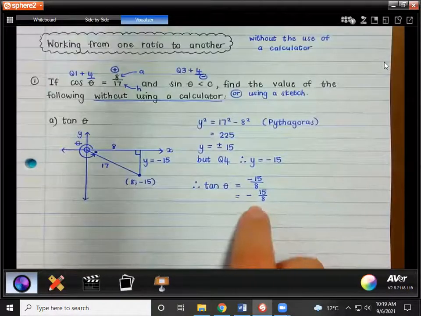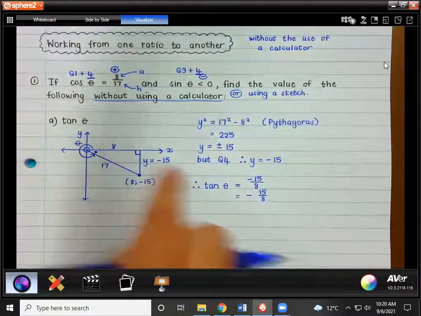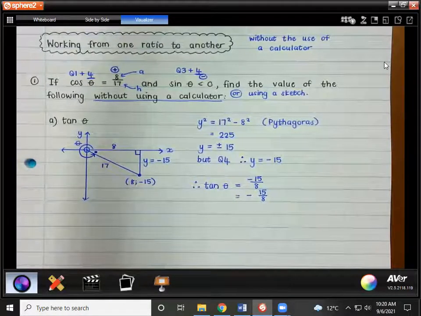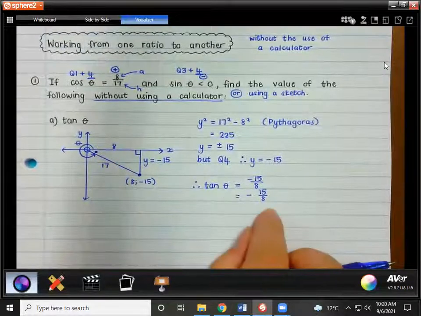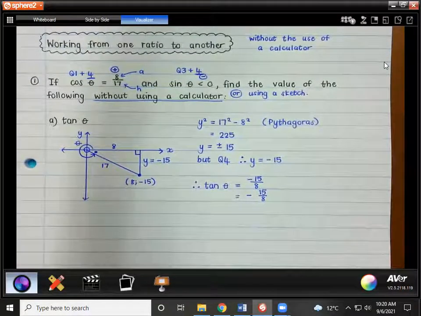So tan is supposed to be negative. All right, because the opposite side will always be negative there. That's also a way of checking. If you're now getting a positive answer for tan in the fourth quadrant, but you know it should be negative, that should tell you that you've done something wrong.